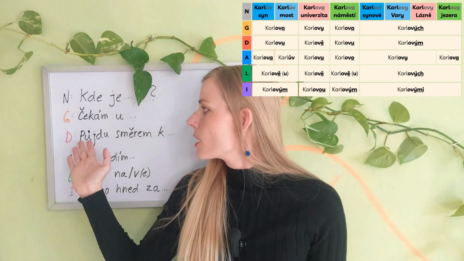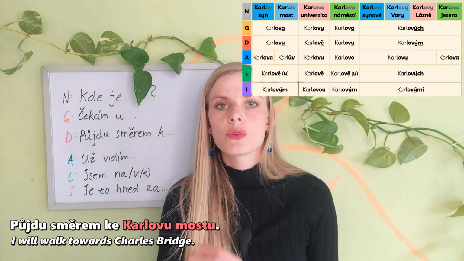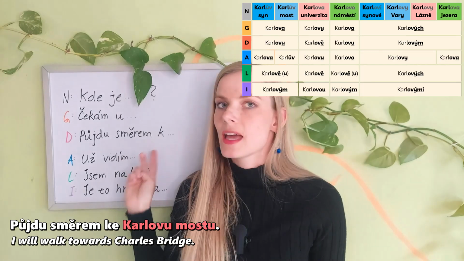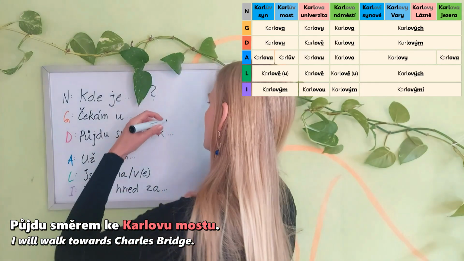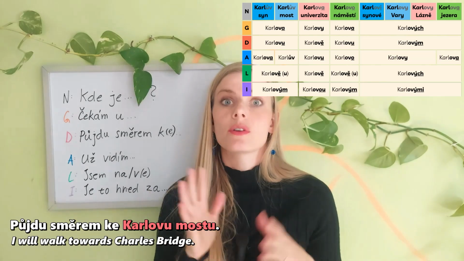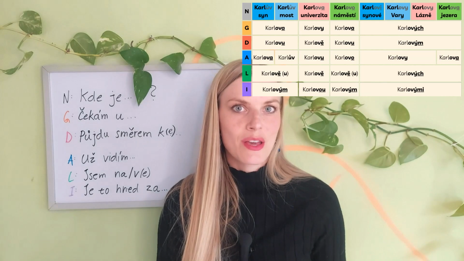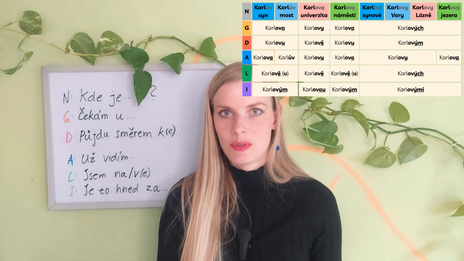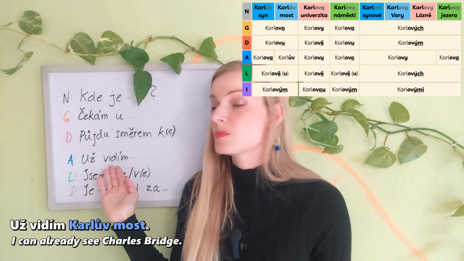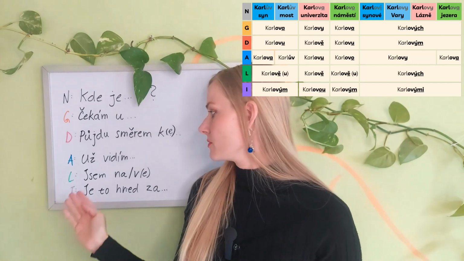The dative case, I'll walk towards Charles Bridge. Půjdu směrem ke Karlovu mostu. Here we actually vocalize that preposition because the following letter is also a K, so for a better pronunciation, ke Karlovu mostu. The accusative case for the masculine inanimate is the same as the nominative. So I can already see Charles Bridge. Už vidím Karlův most.